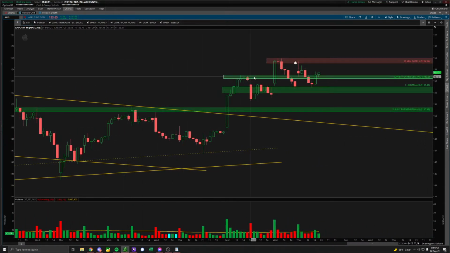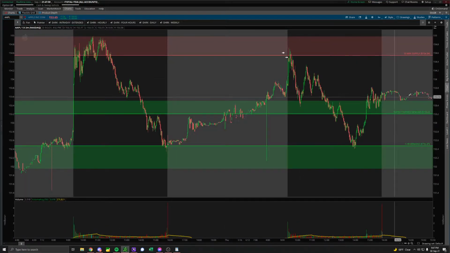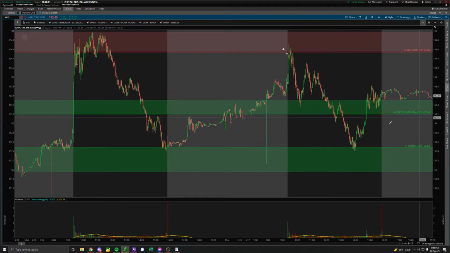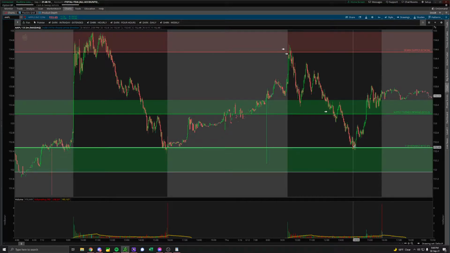So this wasn't here yet. Yeah, I didn't really play off of this supply turned demand. I actually took my first covers a little bit lower. I took my first covers right around here. And my plan was, I thought that Apple was going to go all the way down to here, into this demand zone.